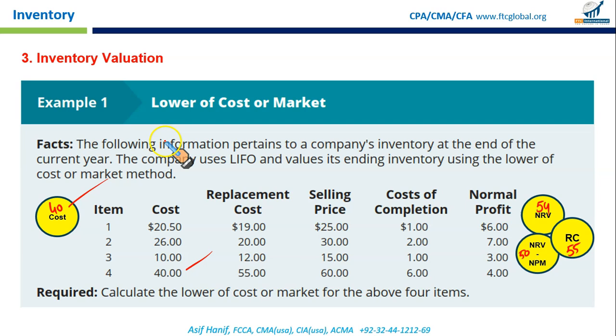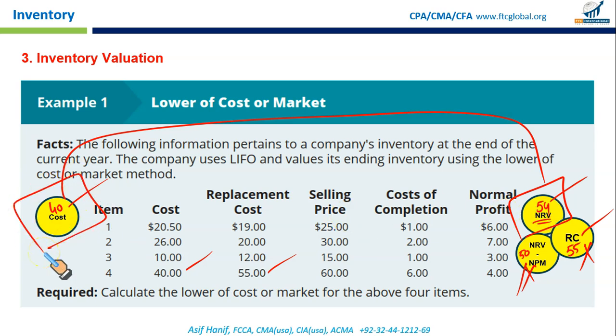Item 4, cost is 40, replacement cost 55, 60 less 6, 54 is the NRV, and 54 less normal profit margin 4, 50 is the floor basically. Just as in the other three, we find the mid number. This is too high, this is too low. This time NRV is the mid number, that is the designated market price. So you compare your cost with the designated market price, NRV 54. Since market price is more and cost is less, we keep the cost as is. So item 4 would be valued at $40.